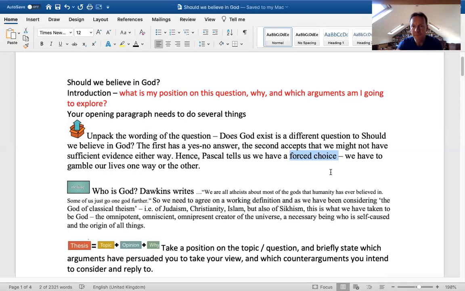So we have a forced choice. We have to make a decision when we're not in possession of the full evidence. And you might say that belief in God is like that. You've got to act with your time, your money, and your beliefs in one way or another.